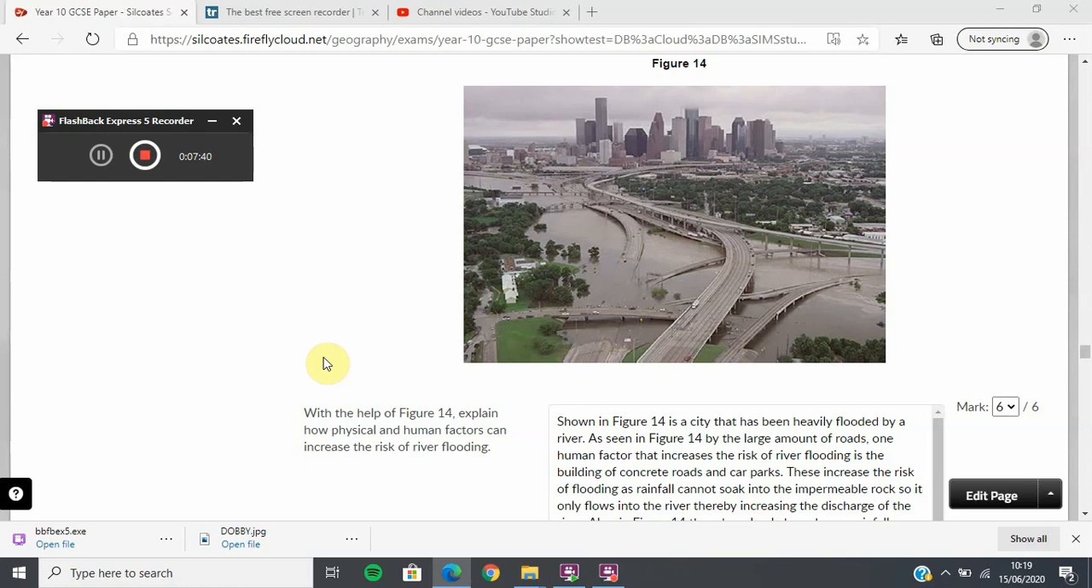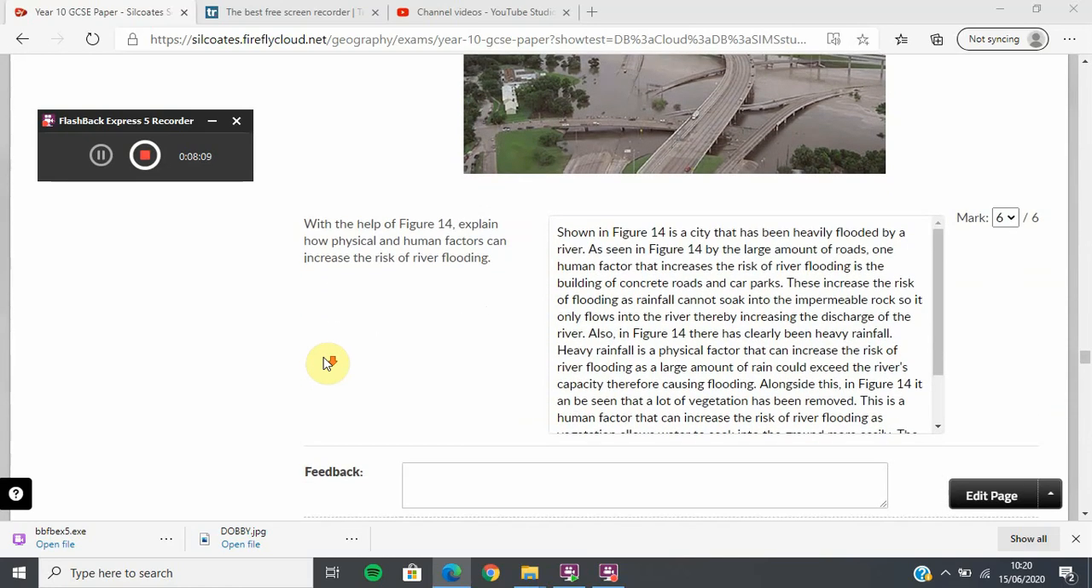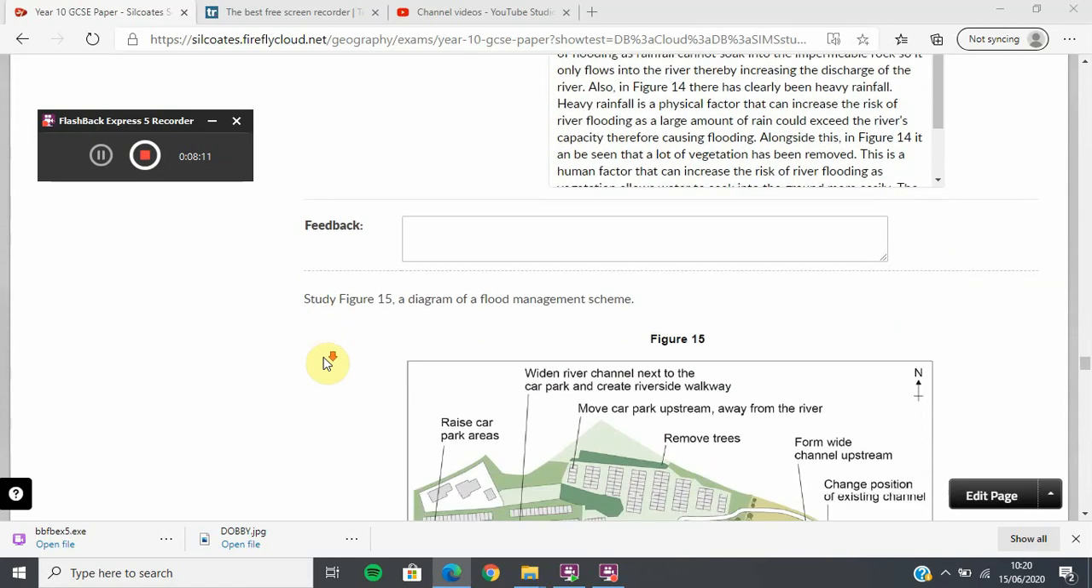Okay, so you need to go into a little bit of detail saying, having concrete increases the risk because water flows into the river much quicker, therefore the river will fill up and flood the land either side of it. Okay, that's what we're looking for in your answers. Again, that idea of extending your sentences, it's really important that you get used to doing that. Not short sentences, detailed full sentences explaining the answer. Okay, that's a good answer here. Look, 6 out of 6, well done.